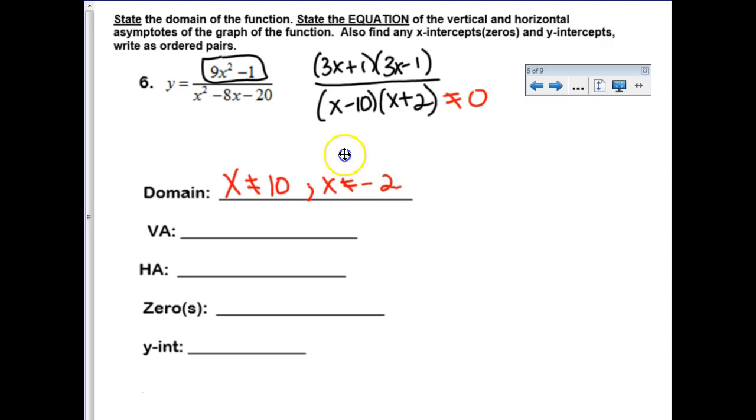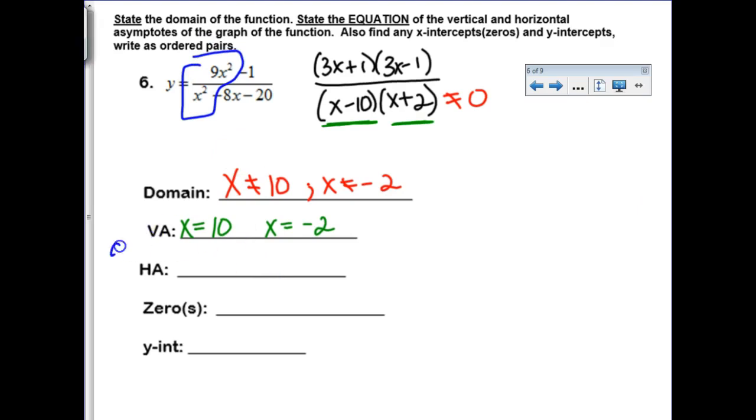Because there happen to be 2 vertical asymptotes. So make sure when you're giving me the vertical asymptotes, they are equations. So there's a vertical asymptote at x equals 10 and a vertical asymptote at x equals negative 2. The horizontal asymptote is easiest found back at the original setup, where we look at the lead terms and compare the degrees. So the degrees are equal weight this time, which means your horizontal asymptote is at the line y equals the coefficients, which is 9 over 1, so just 9.